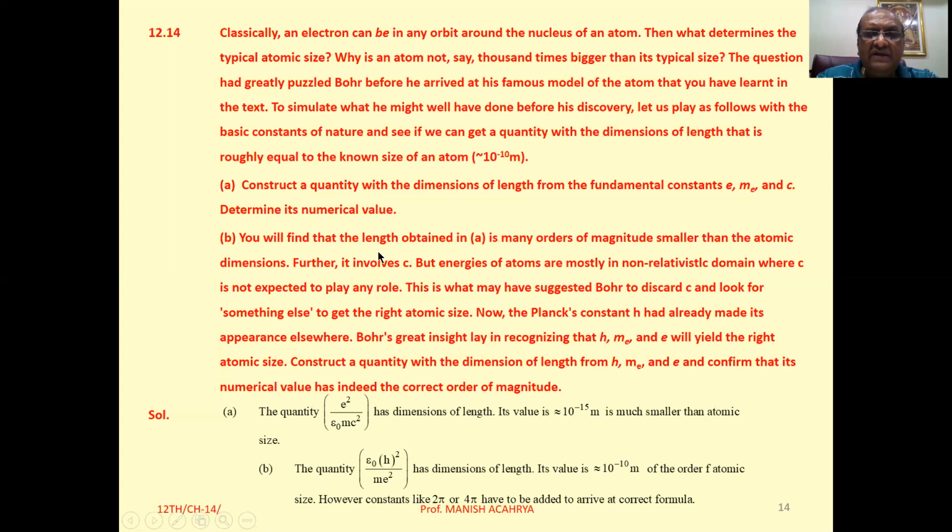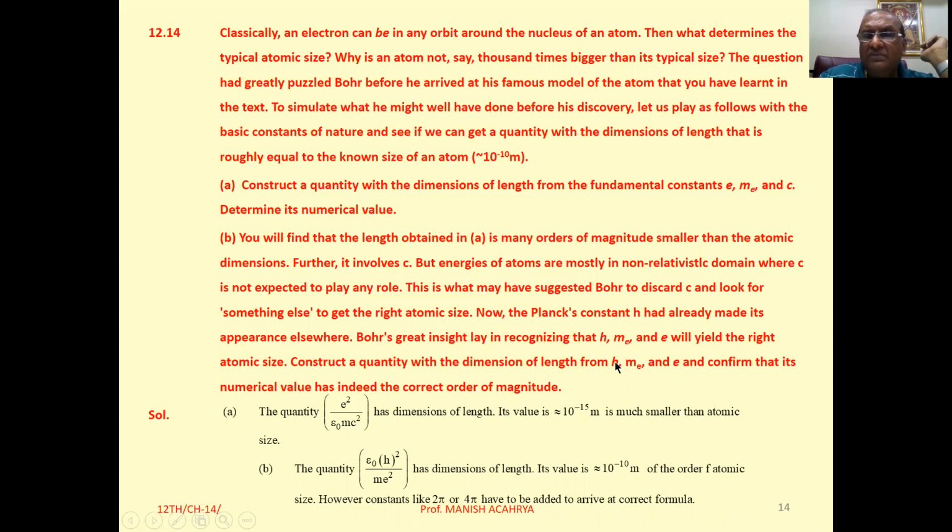Then question B: you will find that the length obtained in A is many orders of magnitude smaller than the atomic dimensions. Further, it involves c. But energies of atoms are mostly in the non-relativistic domain where c is not expected to play any role. This is what may have suggested Bohr to discard c and look for something else to get the right atomic size. Now Planck's constant h had already made its appearance elsewhere. Bohr's great insight lay in recognizing that h, m_e and e will yield the right atomic size. Now construct the quantity with the dimensions of length from h, m_e and e and confirm that its numerical value has indeed the correct order of magnitude.